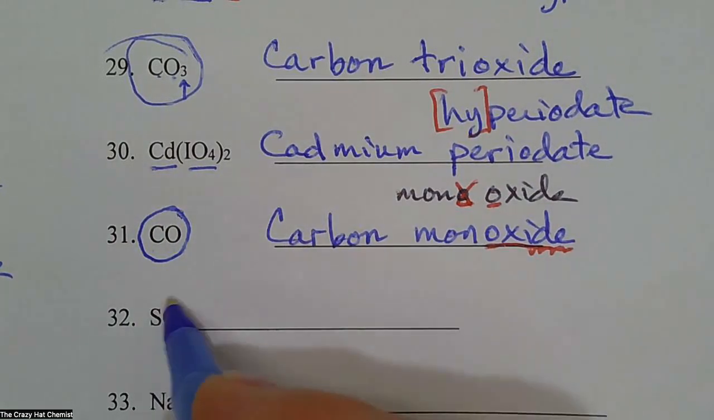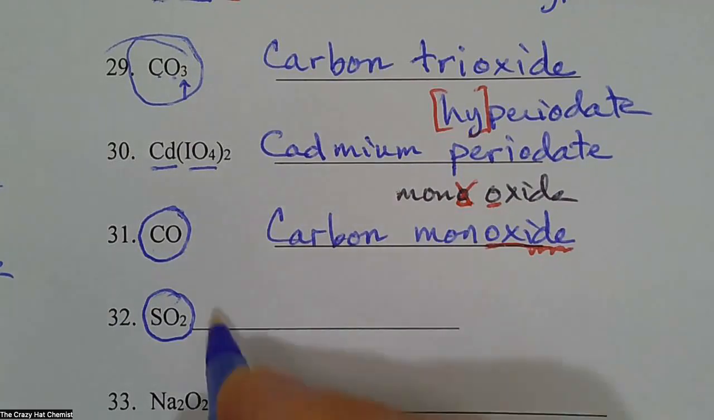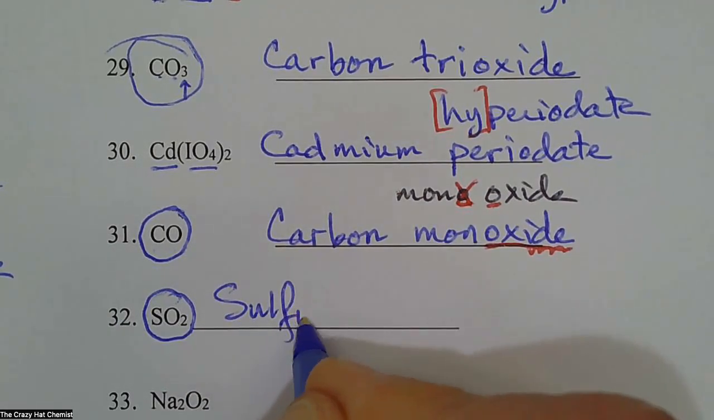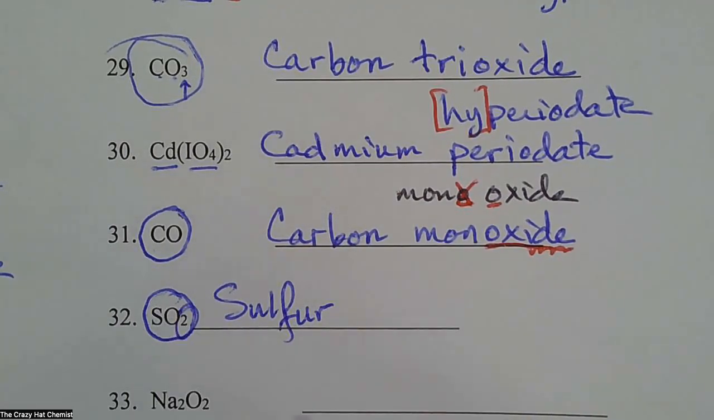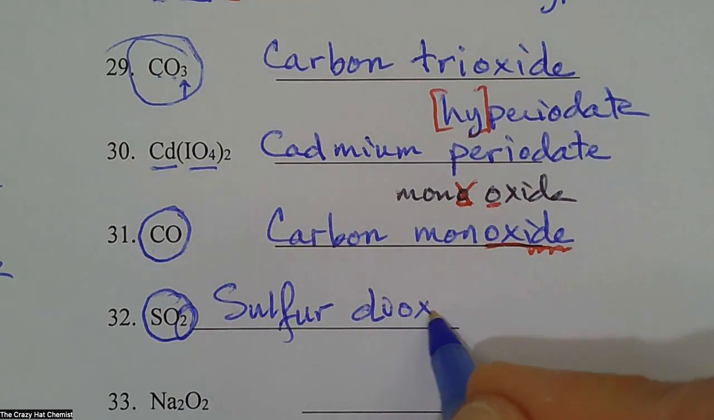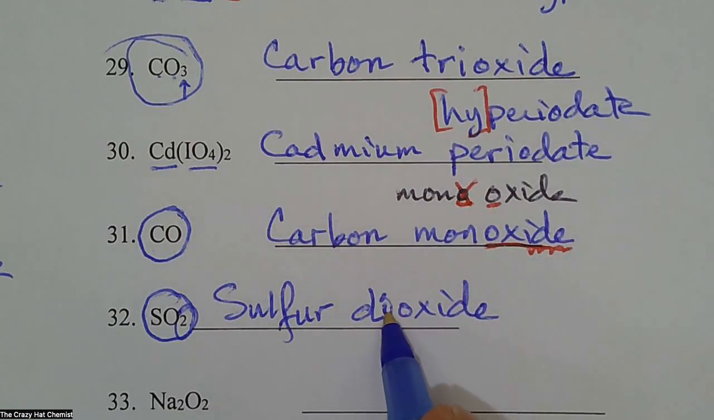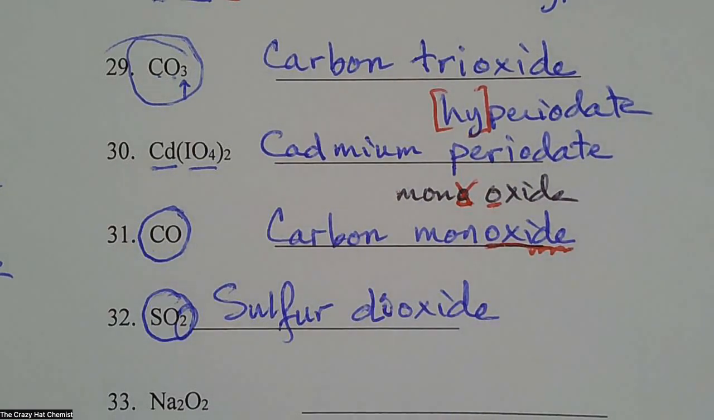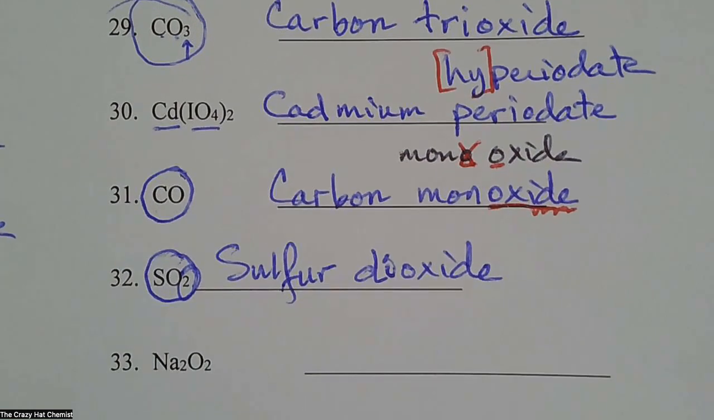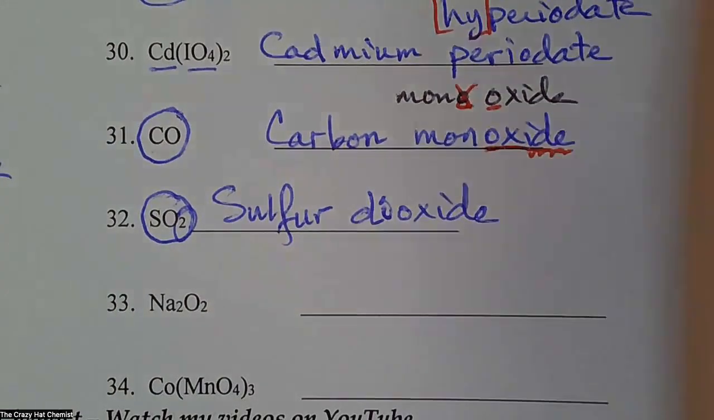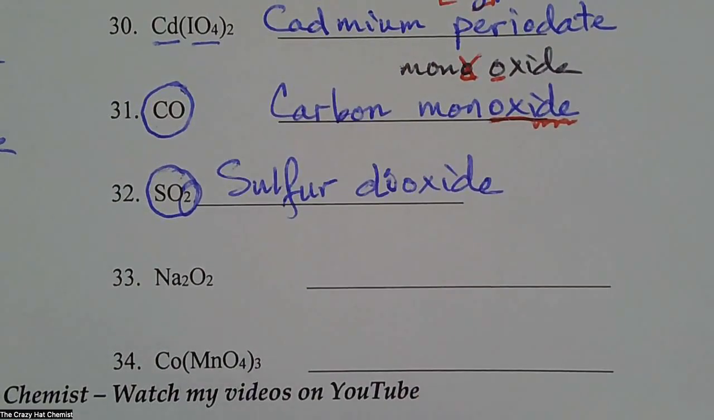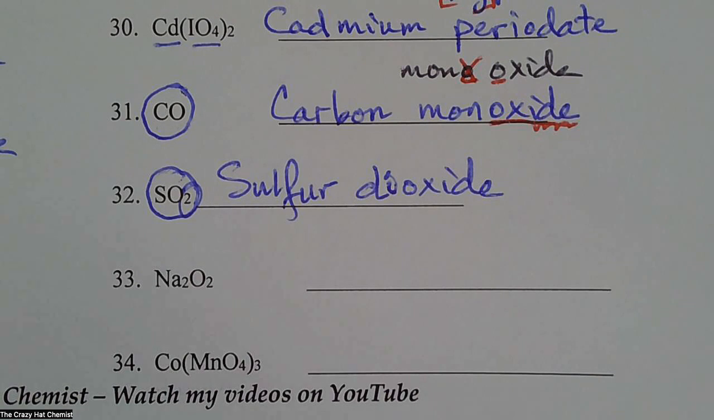All right. This is also a binary nonmetal, that's sulfur. And then dioxide. Di is a prefix for two, and then oxide. It's okay to have these two vowels of an I and an O, that's okay. Right? All right, this next one over here is kind of like an A problem. It is sodium peroxide.